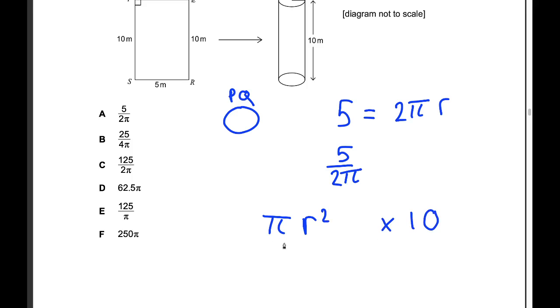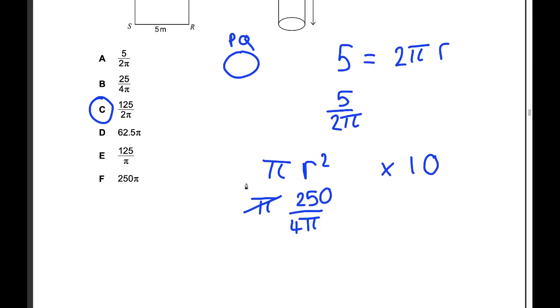So pi r squared is now pi times 25 over 4 pi squared, which I can write as 25 over 4 pi squared, but if I cancel out a pi on the top and a pi on the bottom, it's just going to be 4 pi on the bottom. So 25 over 4 pi. If I just put a 0 on the end to times by 10, I can see that answer isn't there, but I haven't really cancelled it down. If I divide top and bottom by 2, then the answer is C.